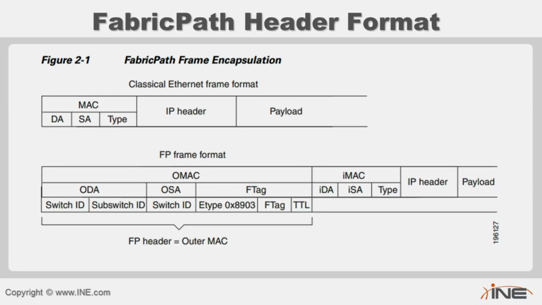Then we have the outer source address, the OSA. This is the switch that actually took the frame from classical Ethernet and then did the FabricPath encapsulation, followed by the F tag, or forwarding tag, that is made up of a new EtherType, 8903, which is also known as Data Center Ethernet, or DCE, followed by the forwarding tag and the time to live.